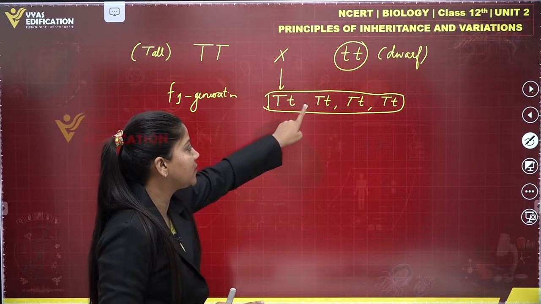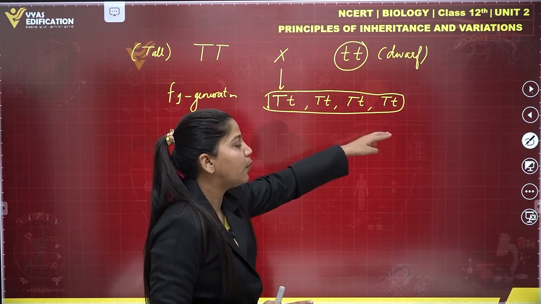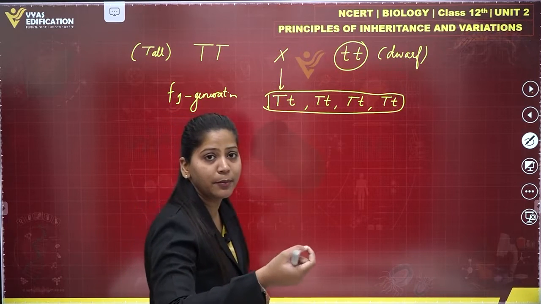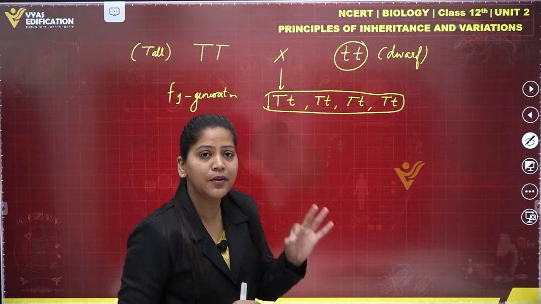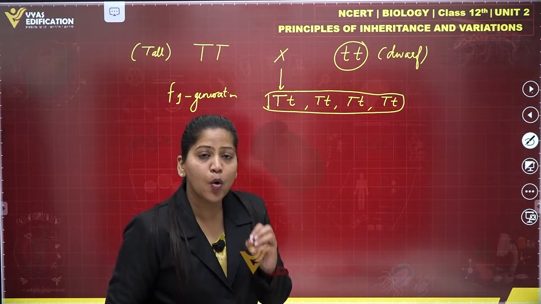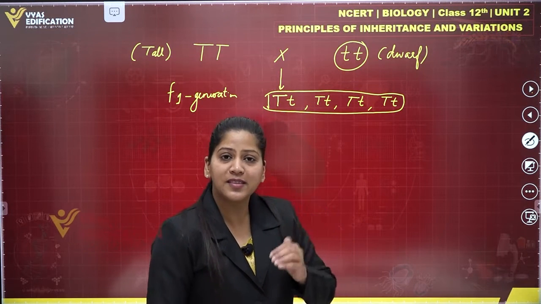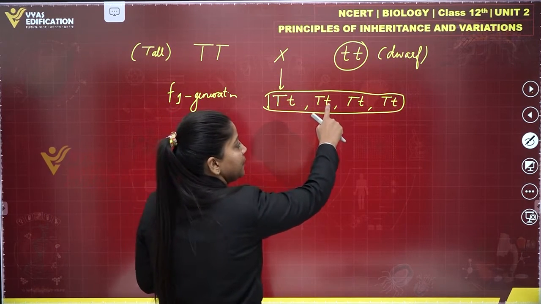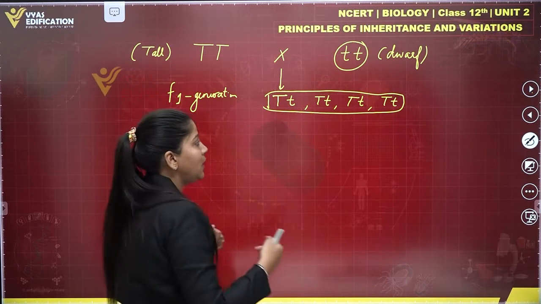Here you can see this plant contains the recessive allele, and this one also contains the recessive allele. All the plants contain the recessive allele, but it cannot express itself because it is present with the dominant one. And this is the rule that a recessive allele cannot express itself in the presence of a dominant allele. It is only capable of expressing in the presence of a similar allele. That means if the recessive allele is present with another recessive allele, then only the expression will come out.